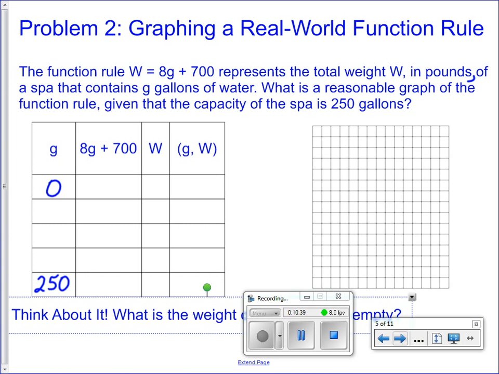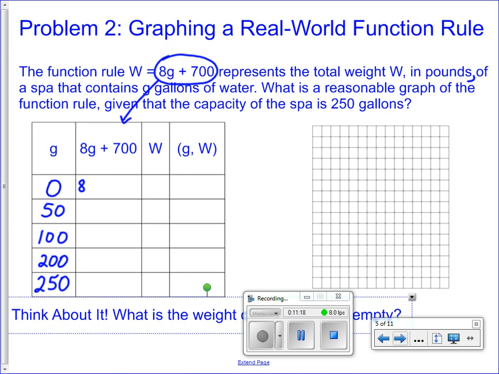And so let's see, let's try 50 gallons, and then 100 gallons, and let's go 200 gallons. All right, and you can choose any values for the g that you wish to use. I already have my function rule, 8g plus 700 in my column. I can't remember if I put that in your notes or not, so please be sure that you label your columns if they aren't already.